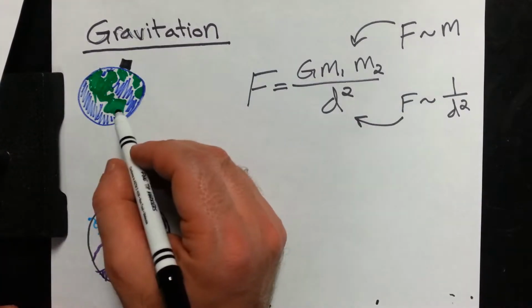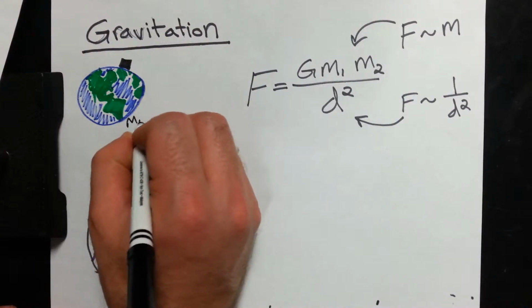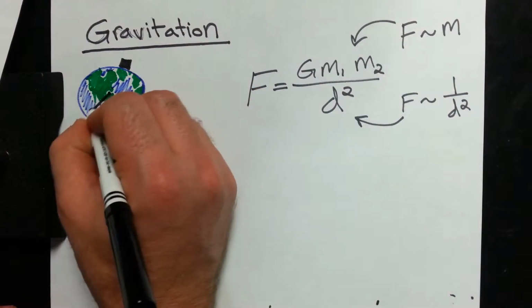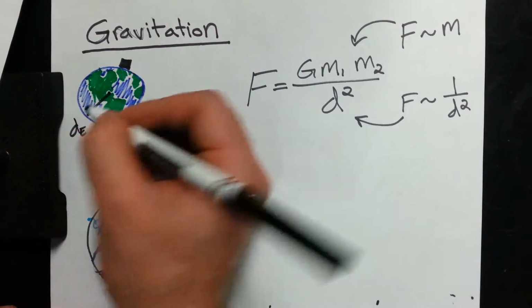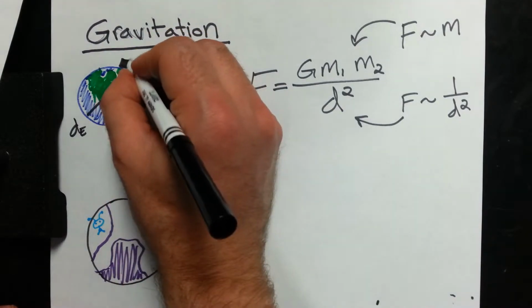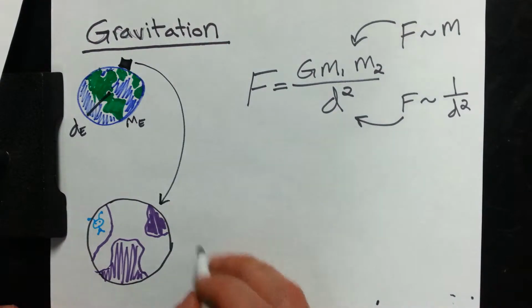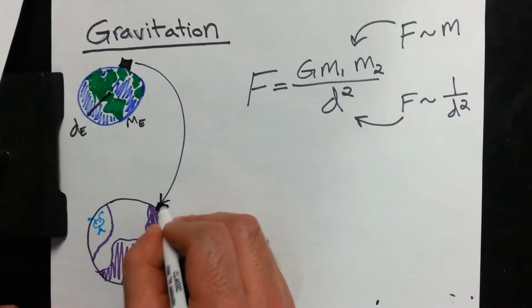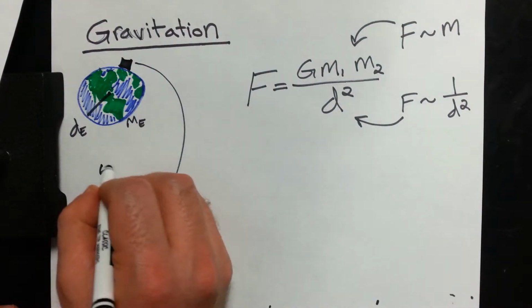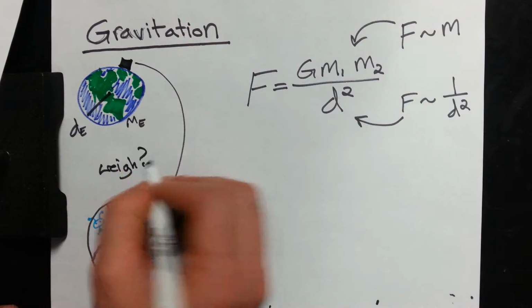Alright, so let's say we have Earth, right? A certain mass of the Earth, and it itself has a distance to the center. We'll call that dE, center of the Earth. And I have a probe, I have a satellite here, right? I want to send that satellite to this new planet here. So if I send that there, I need to know how well it's going to work, which means I need to know how much it weighs on this new planet.